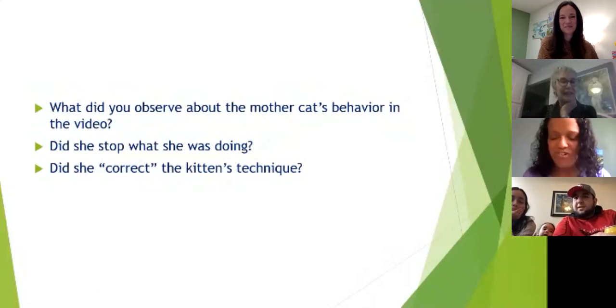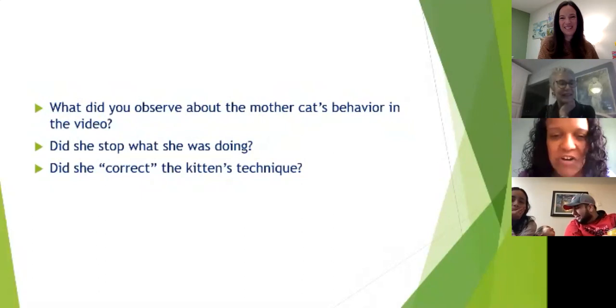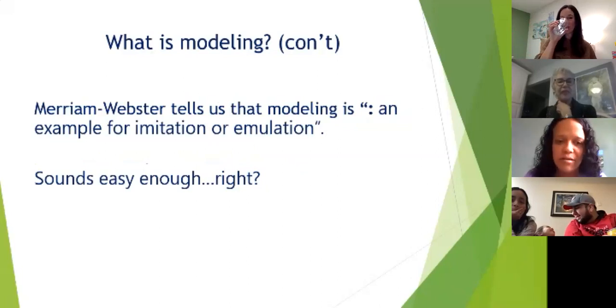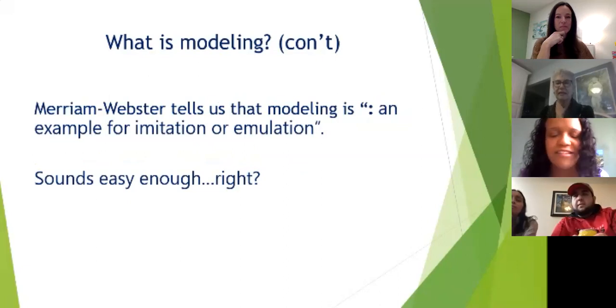All of that ties into what I want to share. I figured adorable cats would be a good starting point for today. So what is modeling? Merriam-Webster tells us that modeling is an example for imitation or emulation. And it sounds easy enough, right? But when it's applied to a Montessori setting, it can be a little more intimidating because there's all of the Montessori materials. There's lots of Montessori trainings and it can all feel a little bit overwhelming.